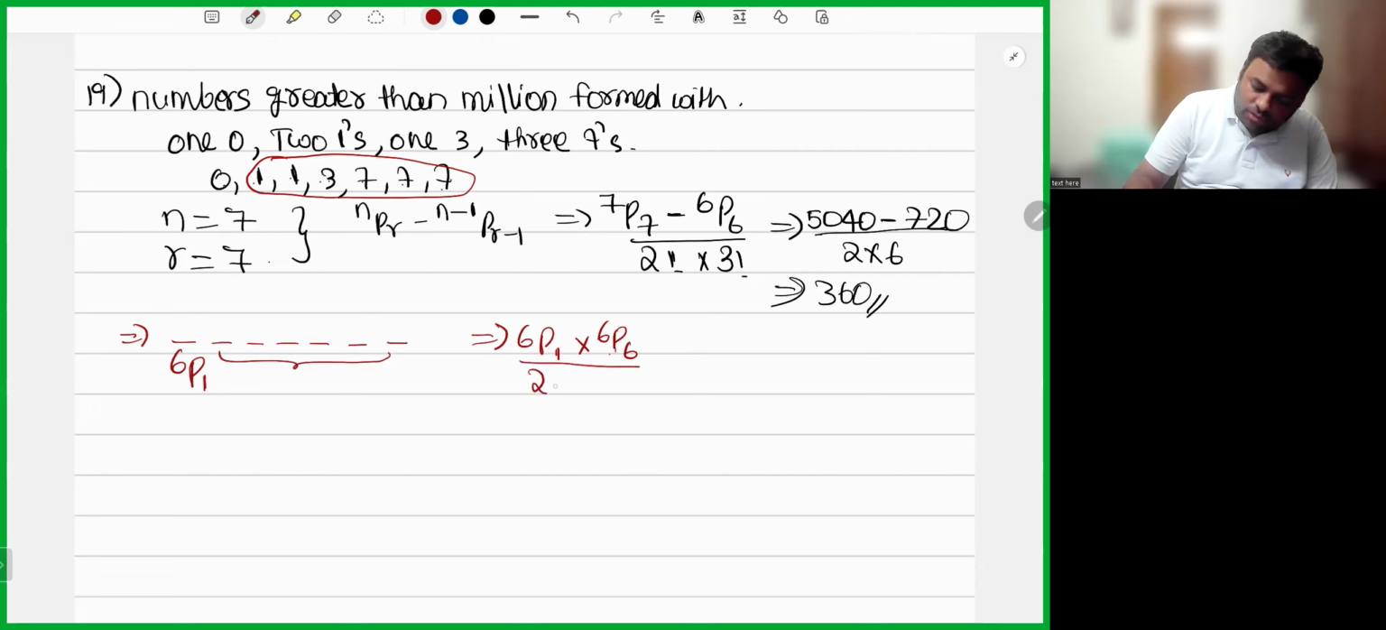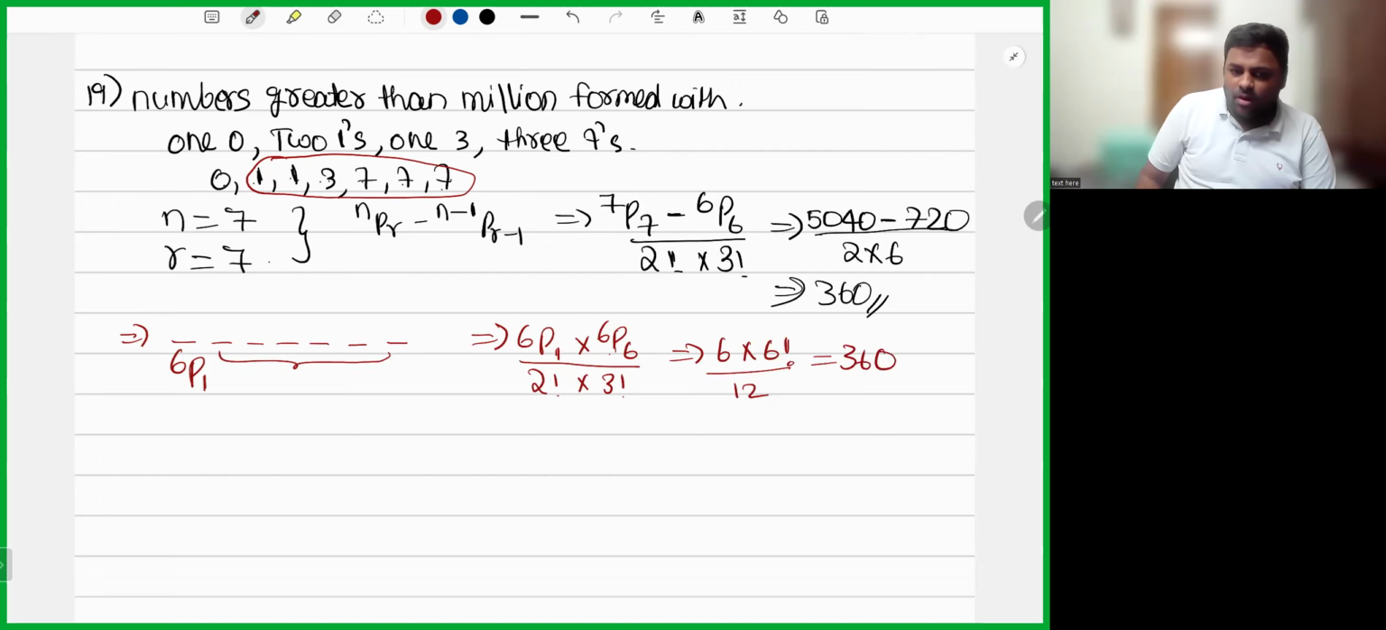1 is repeated 2 times, 7 is repeated 3 times. So 6 into 6 factorial by 12. 720 into 6 whole divided by 12. You will get the same 360. Anyway, your answer is the same. Either you use the formula or you do without formula. Answer is C. Okay. So I hope you got it, Vaishnavi, where you went wrong.